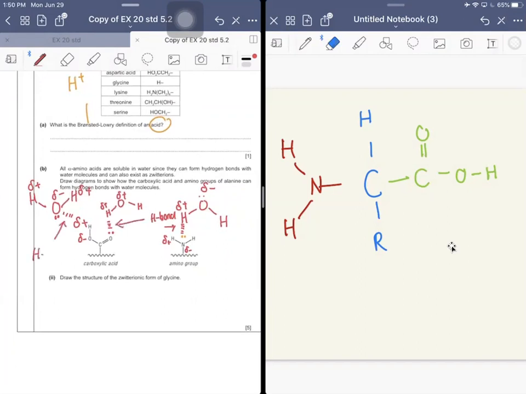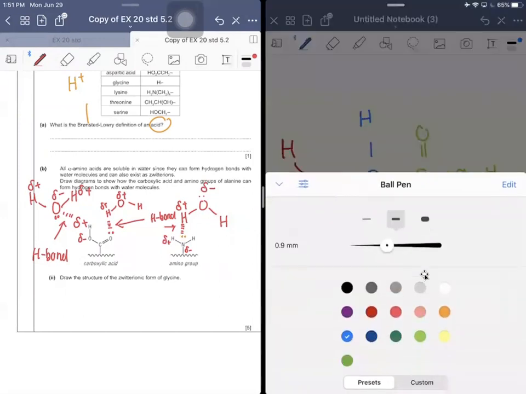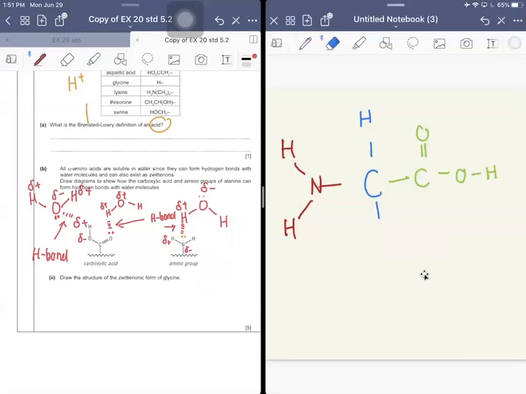Some examiners would appreciate it if you could label them, okay? Back to the zwitterionic form of glycine. The R group in glycine is hydrogen, so I will change that R into a hydrogen and maybe use a different color, purple. So that's my hydrogen, right? However, that's not answering the question yet, because the question wants you to draw the zwitterion.